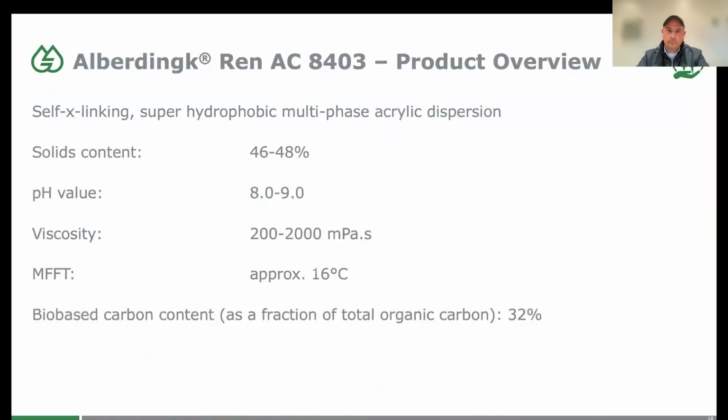So if we look at the product that we are going to present, which I think we missed to explain on the first slide, you could see that it has won a BCF award this year, being the most sustainable product in the category. So REN AC 8403 is actually a derivative of a product which has been well established in the market, which is called Alberdingk AC 2403. That's, so to say, the mother of 8403.